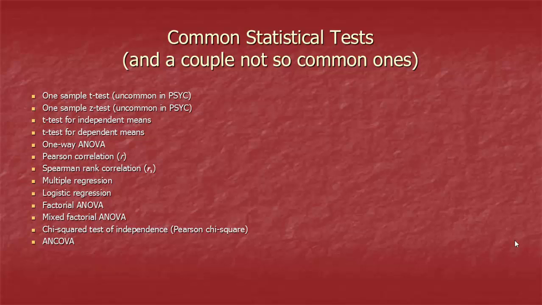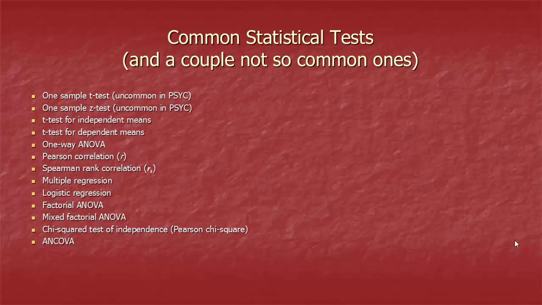But a one-way ANOVA, you would use that in a situation where you have more than two conditions, more than two groups. So think of a t-test for independent means where you're comparing the means between three or more groups. And you would use a one-way ANOVA in that situation.